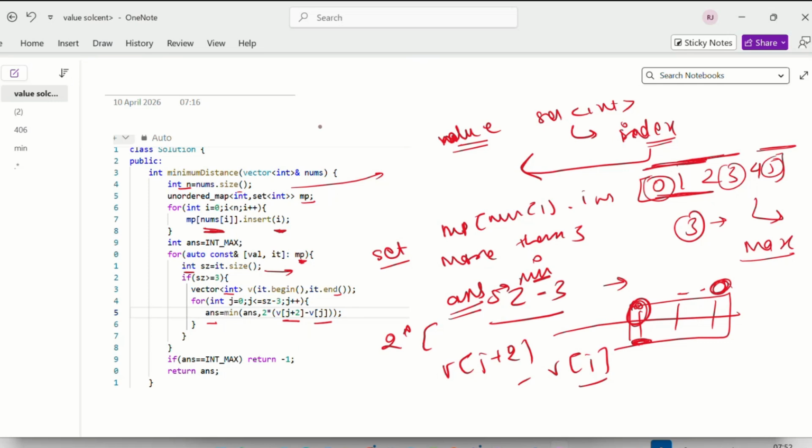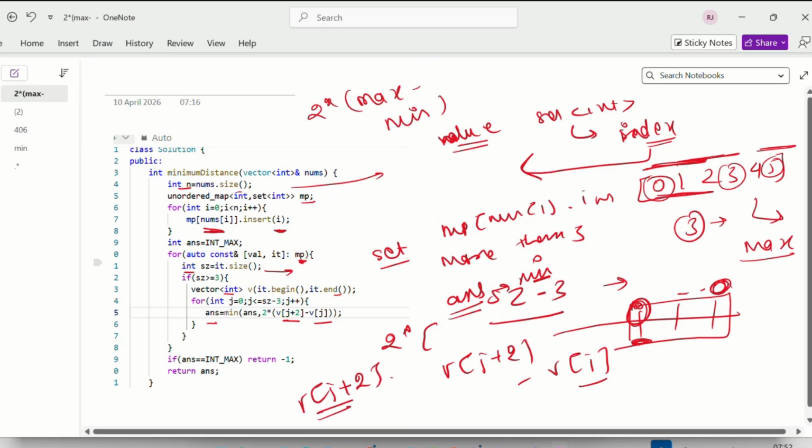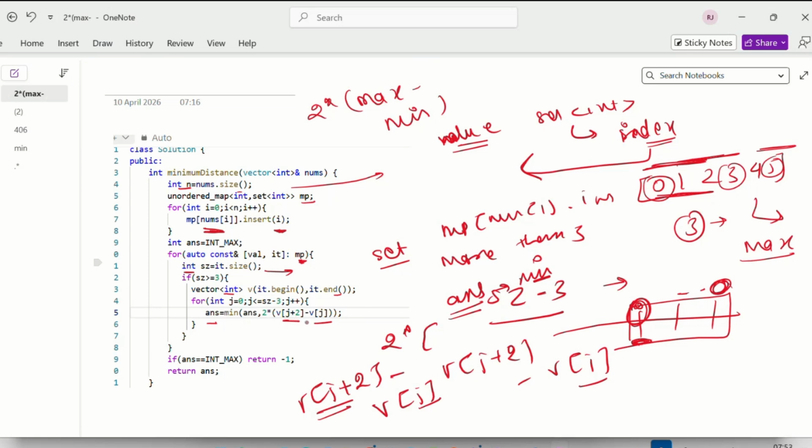And we have already seen that this value is equal to 2 into the maximum of that set minus the minimum value of that set. And the set has already stored the indices in sorted order, so we don't need to sort it again. So v[j+2] will represent the maximum value in that particular tuple, and v[j] will represent the minimum value. So 2 into v[j+2] minus v[j]. At the end of this, if our answer is still INT_MAX, that means we are not able to find any solution, so we return -1. And if we are able to find a value of answer, we return that answer.